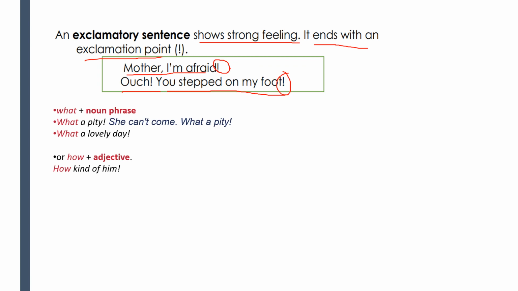Sometimes these are the patterns. What a pity. She can't come. What a pity. Alright, how kind of him! They all end with an exclamation point and they express a strong feeling. Is it clear? Very good.